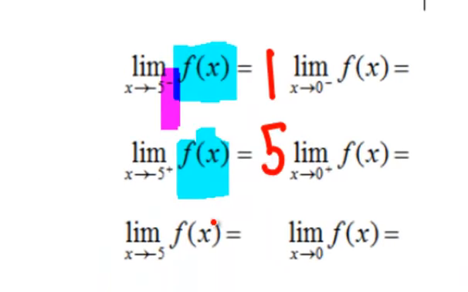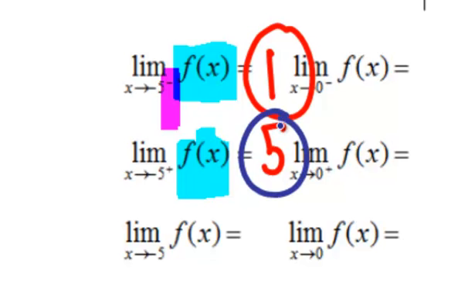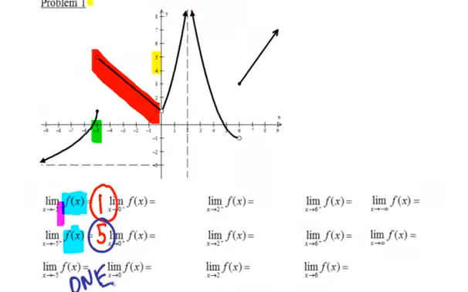The next question says, what is -5 in general? Well, you notice that -5 minus is 1, and -5 plus is 5. And since these two do not match, since these numbers do not match, that means the limit at -5 does not exist.